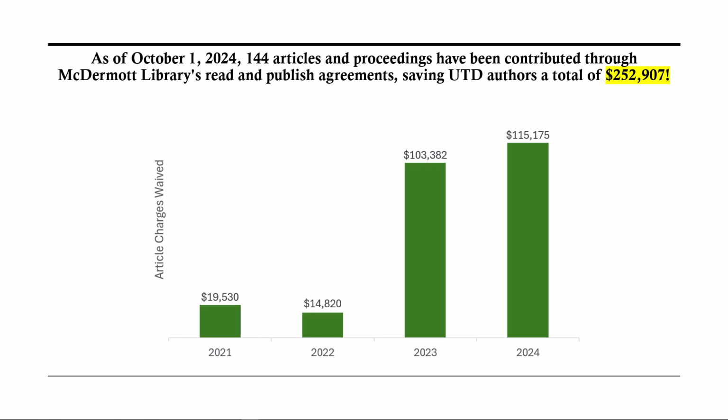As of October 1, 2024, 144 articles and proceedings have been contributed through McDermott Library's read and publish agreements, saving UTD authors a total of $252,907. That's an impressive number, but it could grow considerably by sharing the information covered here. Expanded usage and positive feedback could possibly lead to the increase in university funding needed to pursue additional read and publish offers. We need all the help we can get from campus partners in raising awareness of these programs.